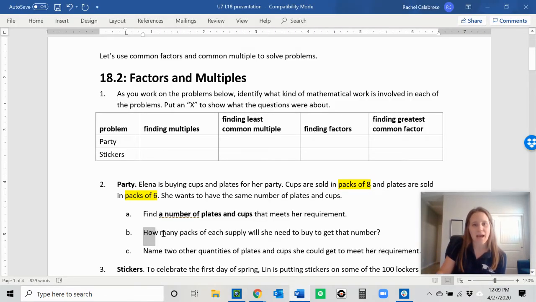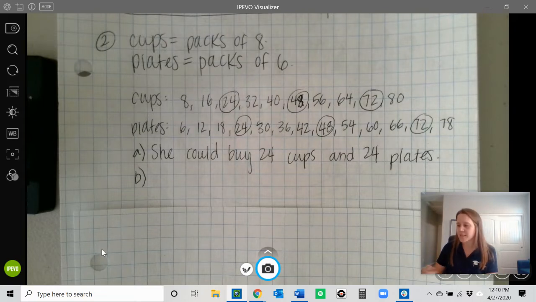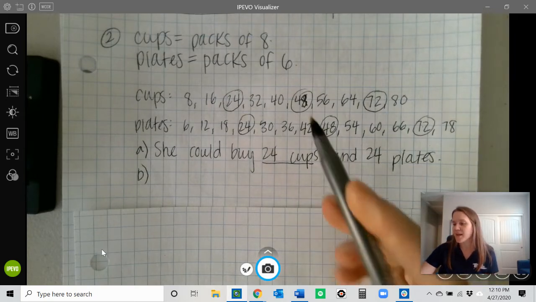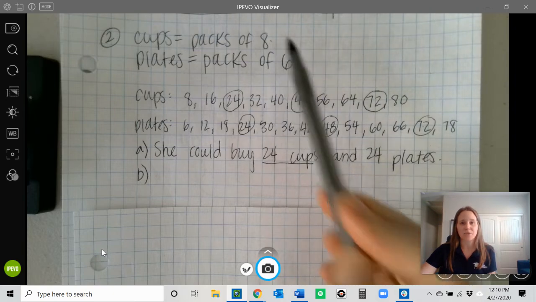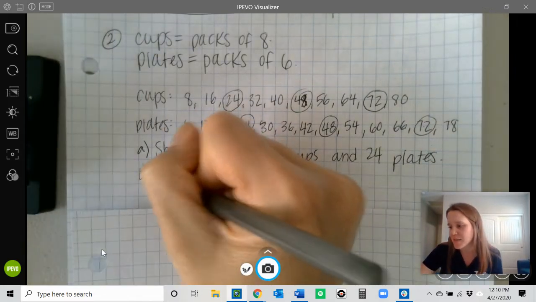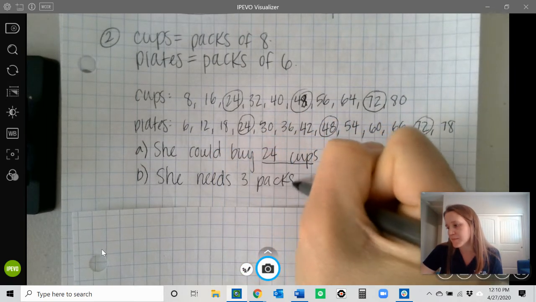B says how many packs of each supply will she need to buy to get that number? I'm going to read it one more time, then you think. How many packs of each supply will she need to buy to get that number? How many packs of cups will she need to get 24 cups? Remember that cups come in packs of 8. How many packs will she need to get 24 cups? You got it. She needs 3 packs. Please write with me. She needs 3 packs of cups.